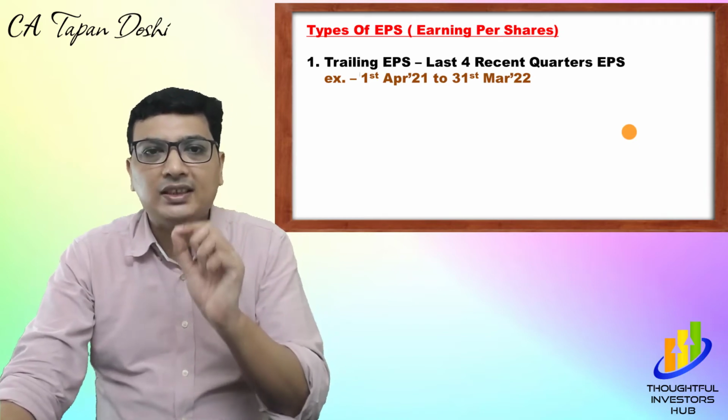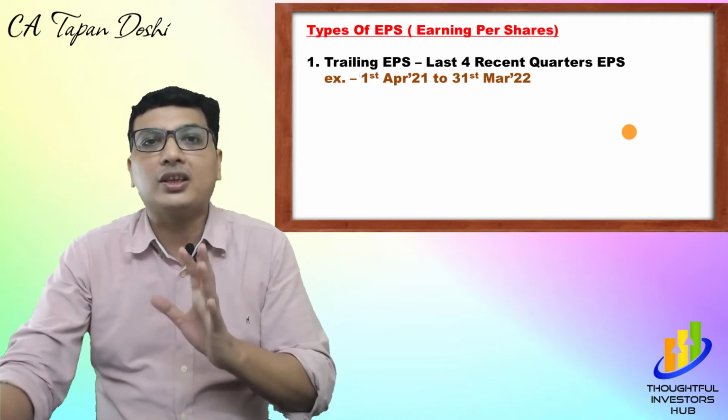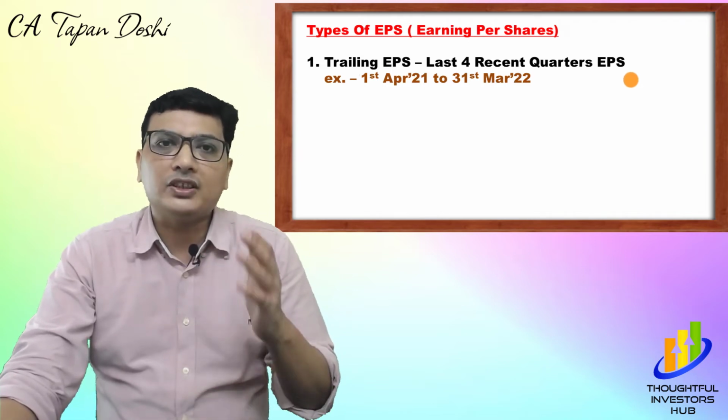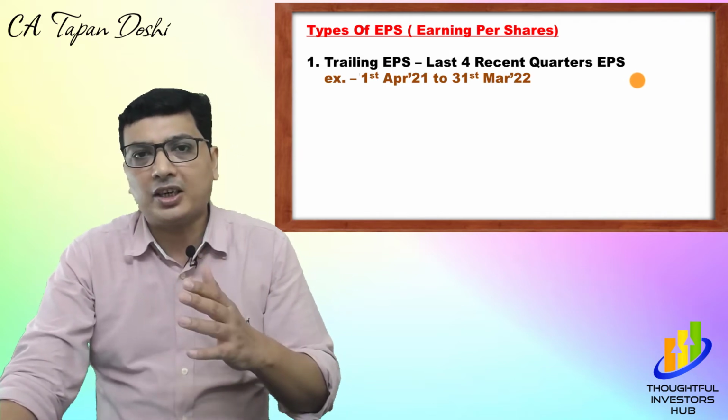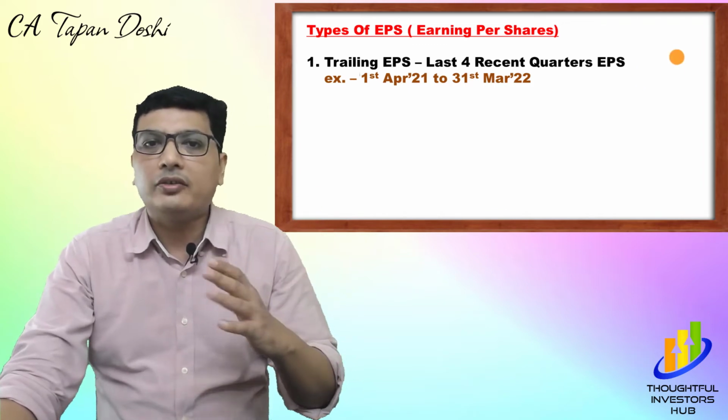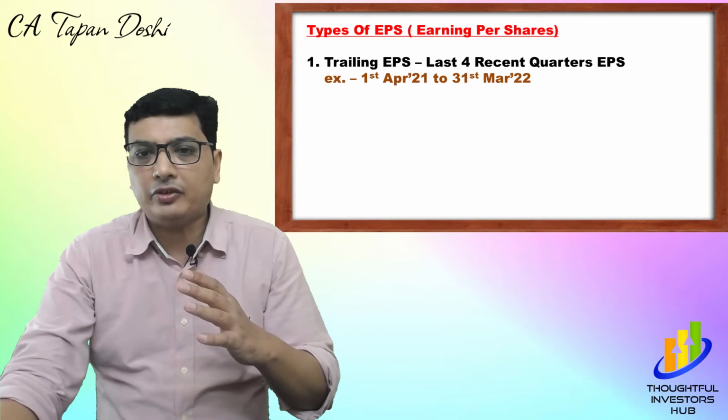Trailing EPS is nothing but the last 4 recent quarters' EPS. So for example, for this year, it will be from 1st April to 31st March. Okay, that is 1st April 21 to 31st March 2022.